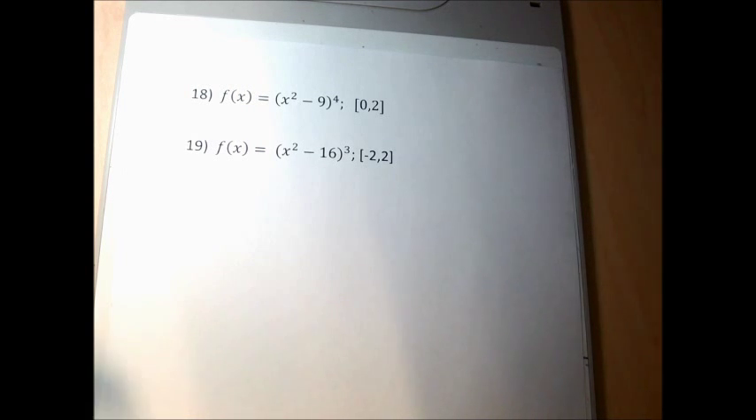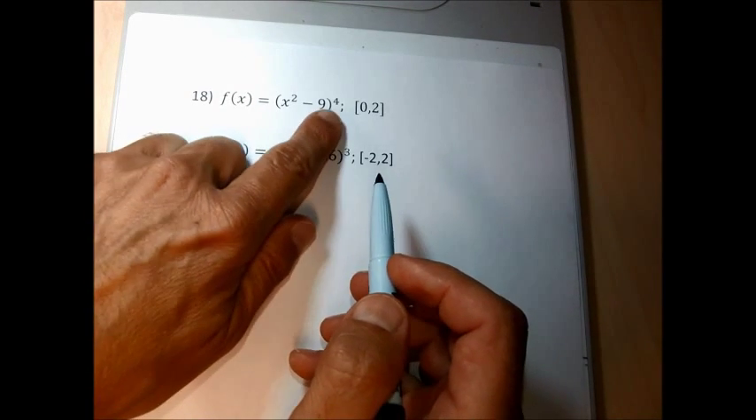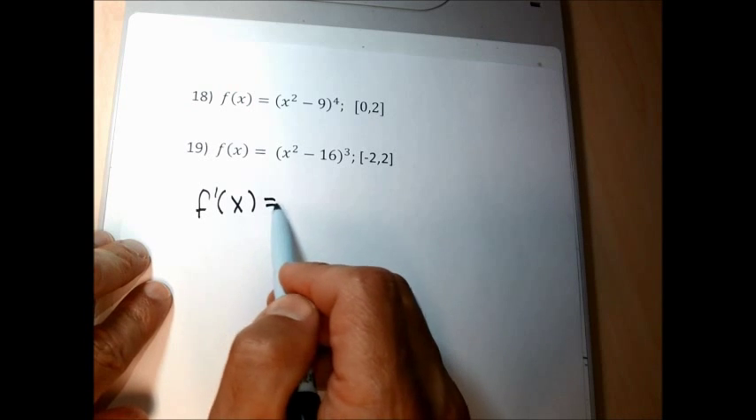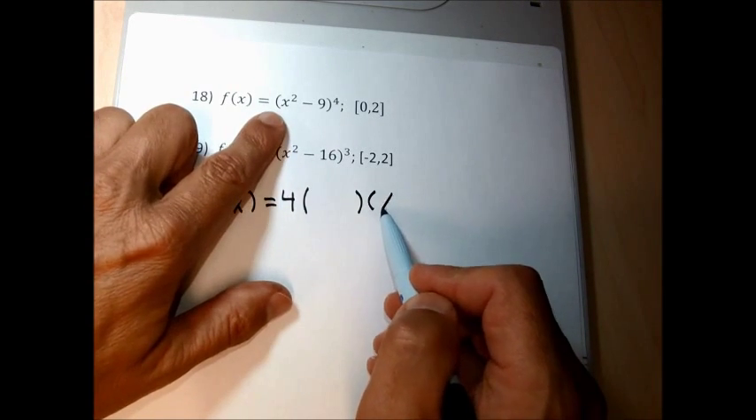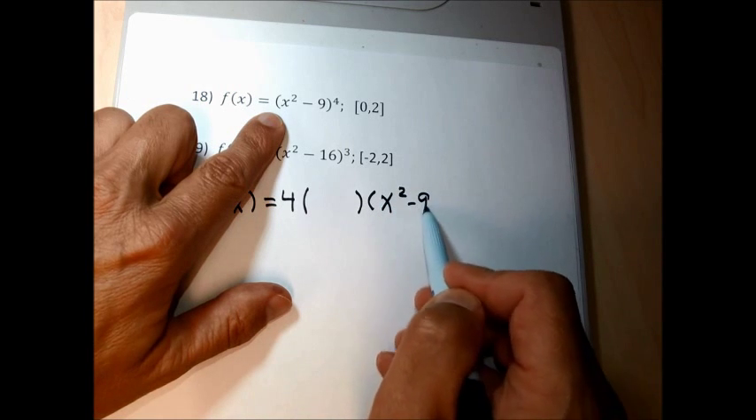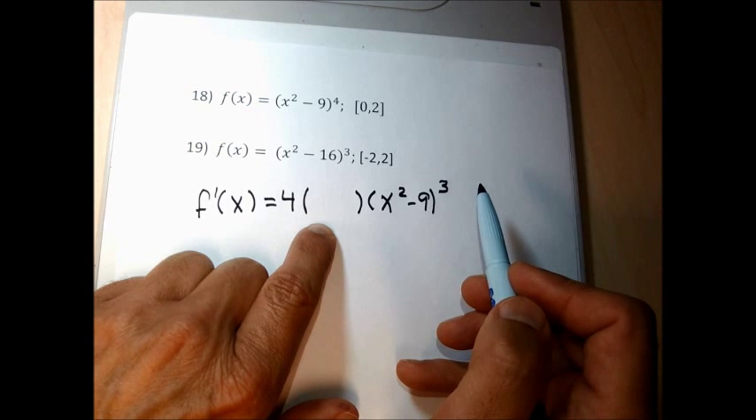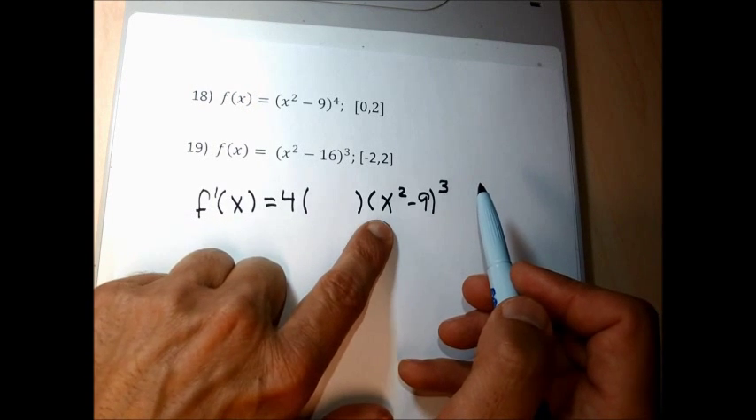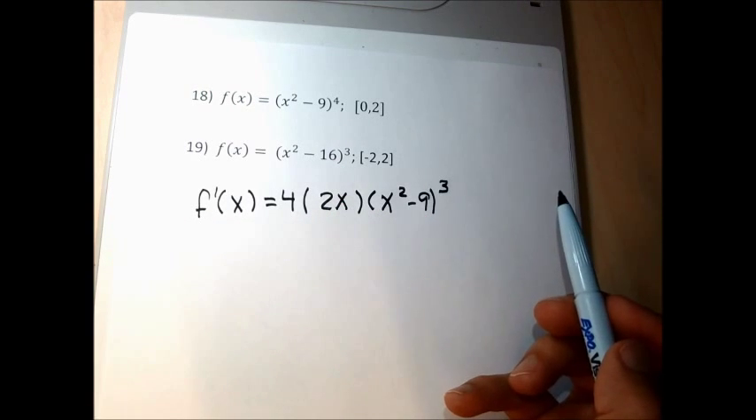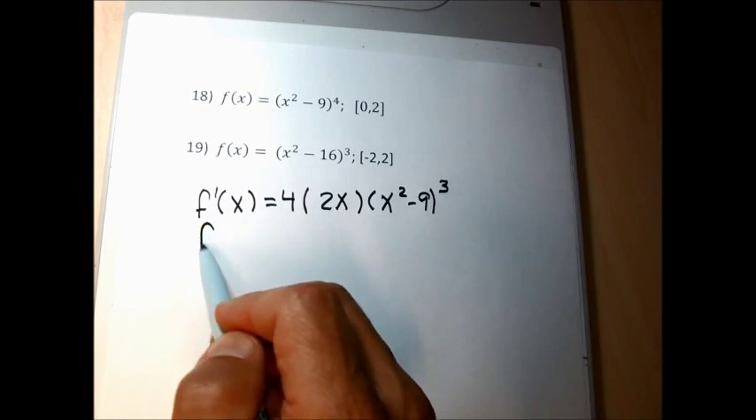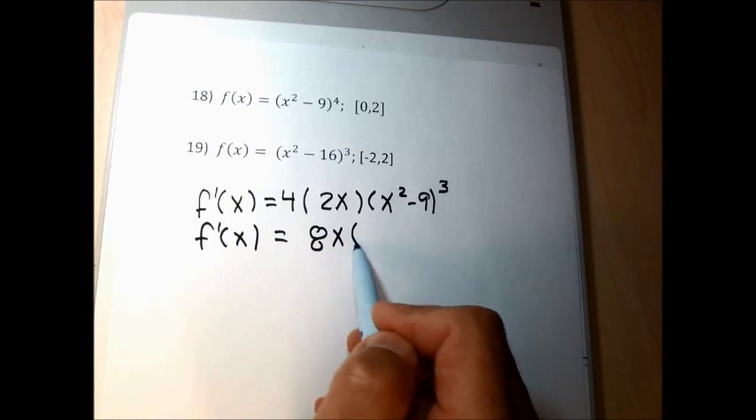So for 18, I'm going to find the derivative. I have to use the chain rule because of the parentheses with an exponent. I'm going to bring this 4 out in front, leave myself some room, and write the parentheses with the exponent lowered by 1. Inside the parentheses where I left my room, I take the derivative of the original parentheses. The derivative of x squared is 2x. The derivative of -9 is 0. So my f prime of x, if I simplify this a little bit, is going to be 8x times (x squared minus 9) cubed.